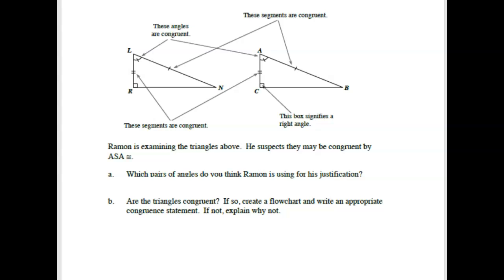Okay, so based on this, notice that besides the 90 degrees, that's the only thing that was given to us, right? We want to create a flow chart. So go ahead, pause the video again, and try to create a flow chart on this one. And Ramon suspects it's going to be angle, side, angle. So that's the postulate or theorem that we're going to use. Okay, so go ahead, pause the video, try to do it for angle, side, angle.